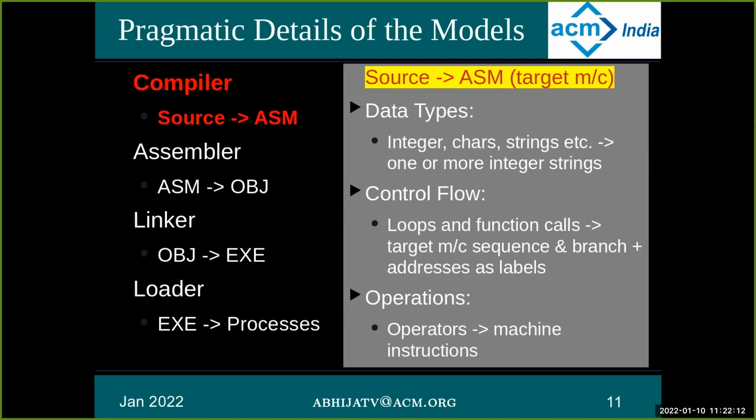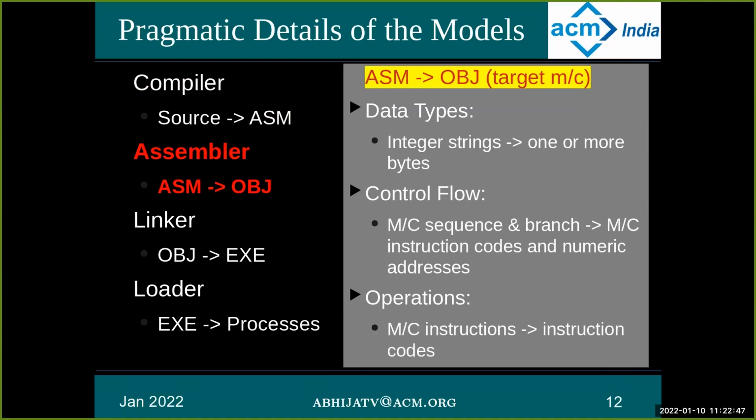levels. Okay, so data types called integers, characters, and strings have to be converted to one or more integer strings in assembly. Control flows like loops and function calls need to be converted to target machine sequences and branches as addresses as labels. And the operators of the source are to be converted to machine instructions. This is the transformation, roughly speaking, that a compiler needs to do.